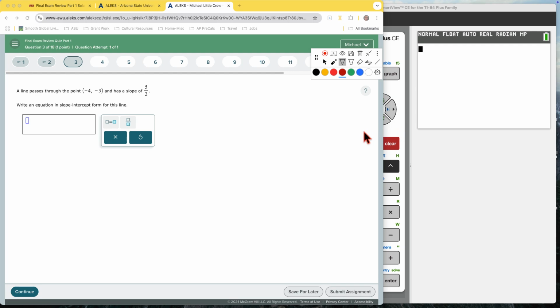For our final exam review, part 1, we're given a point. The line passes through this point and has a slope of 5/2. So write the equation in slope-intercept form. Slope-intercept form is y equals mx plus b.